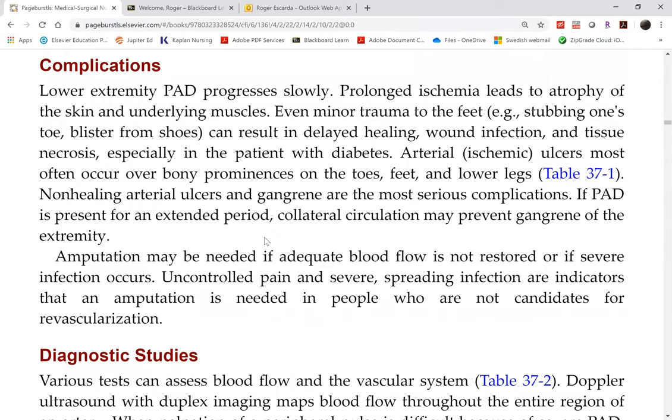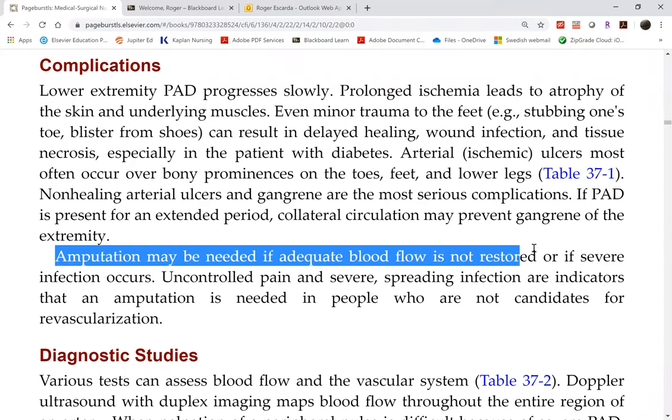Complications. The complications in PAD are worse though, because this one will result in amputations. So you have amputations here if the vascular surgery fails to work, meaning we can't save it.